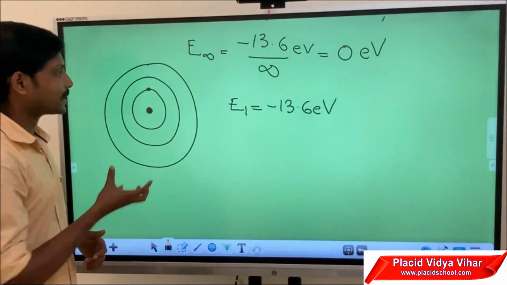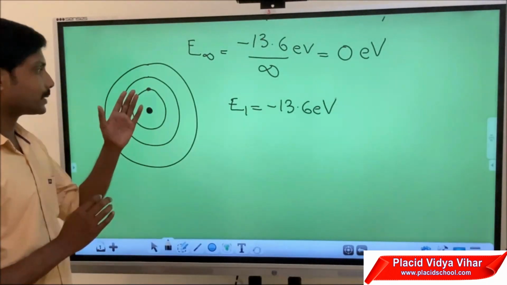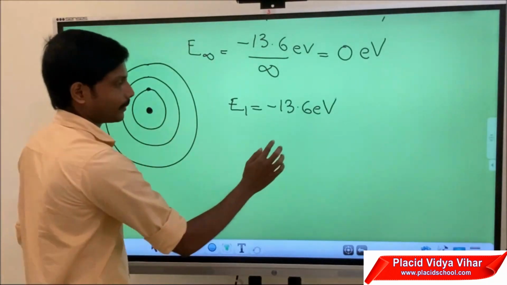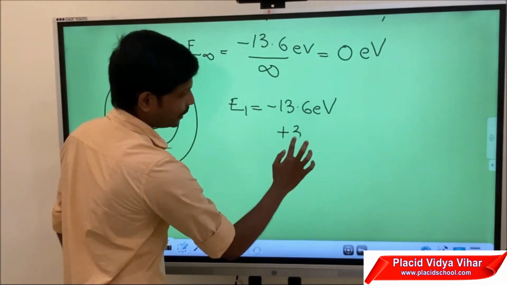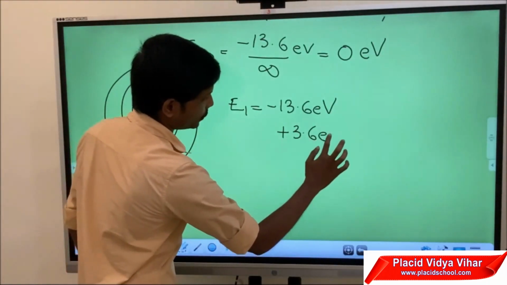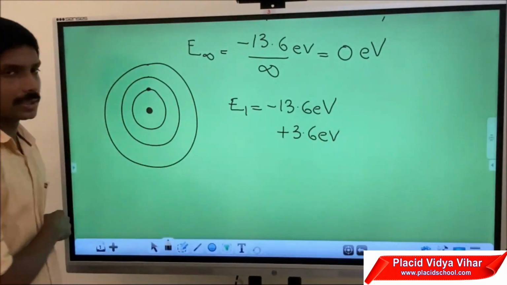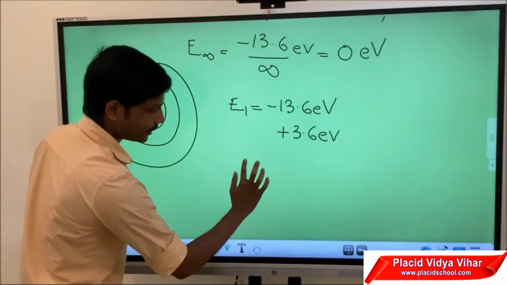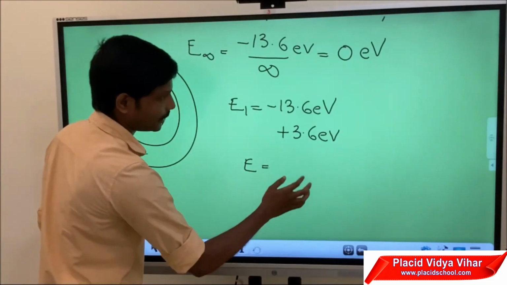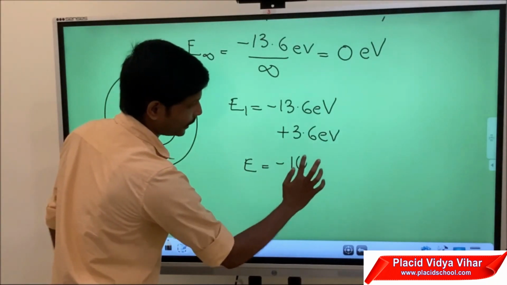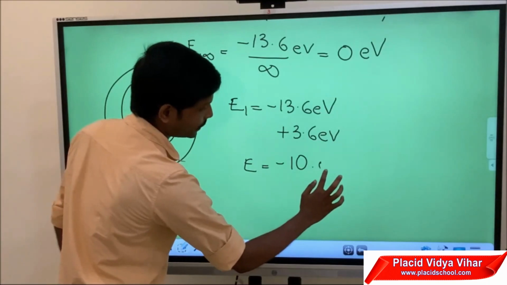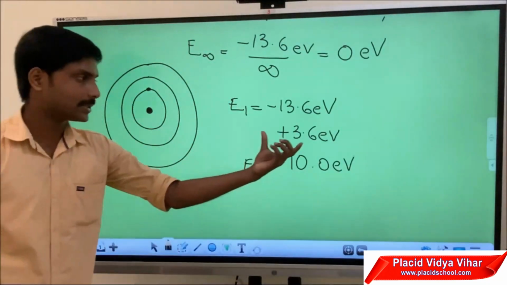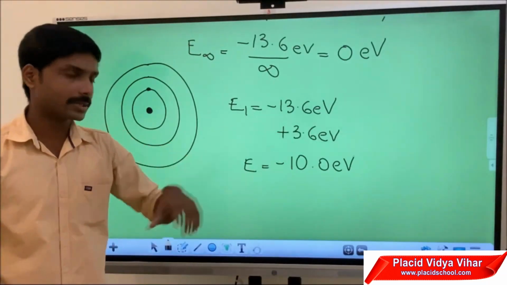Okay, now I will supply some sort of energy to this one. For example, I am supplying 3.6 electron volt to this electron. So what will happen if you add it? The energy now will be minus 10.0 electron volt. So assume this is not the ideal case, I am just assuming a value.